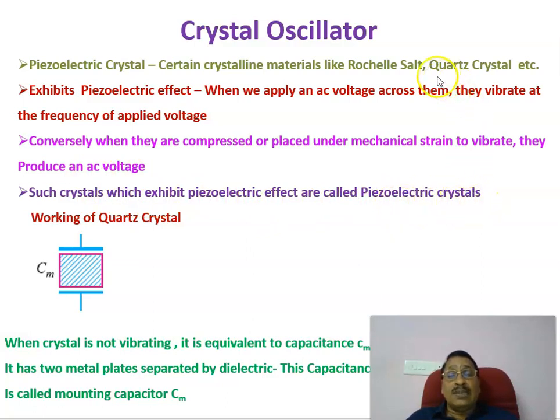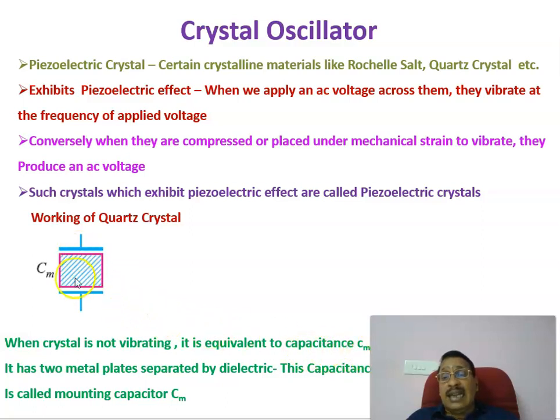Piezoelectric examples, as we have seen, include the quartz crystal, Rochelle salt, etc. These are examples of piezoelectric crystals. Therefore, consider the working of a quartz crystal, a piezoelectric material, with contacts attached. When the crystal is not vibrating, it is equivalent to a capacitor Cm.